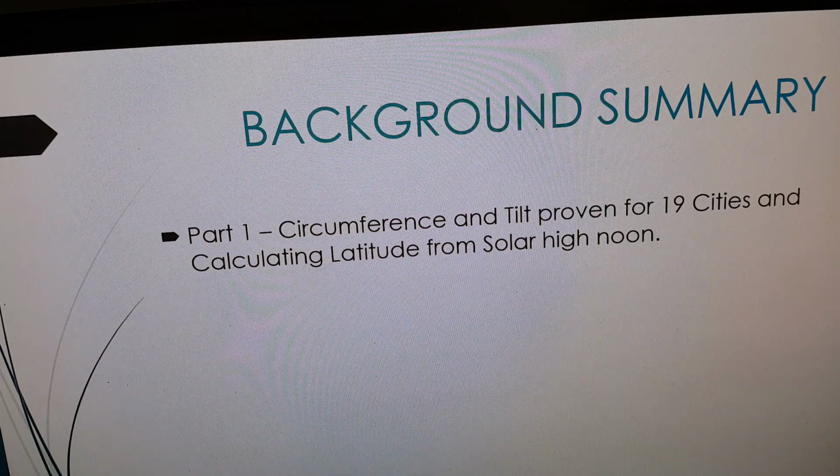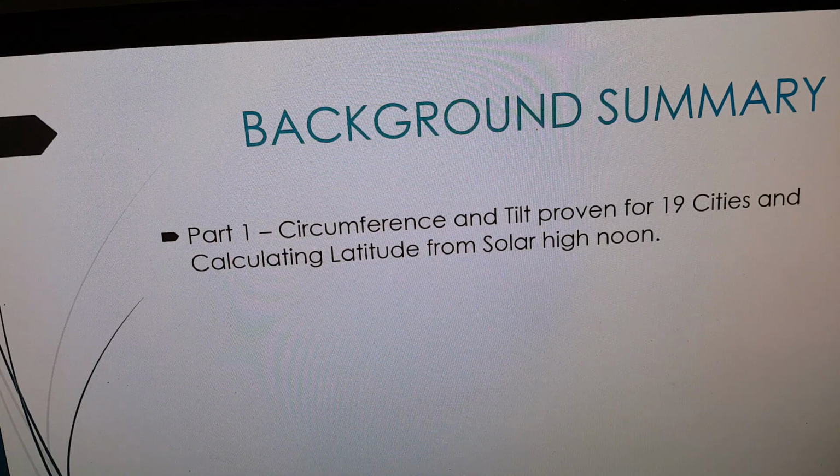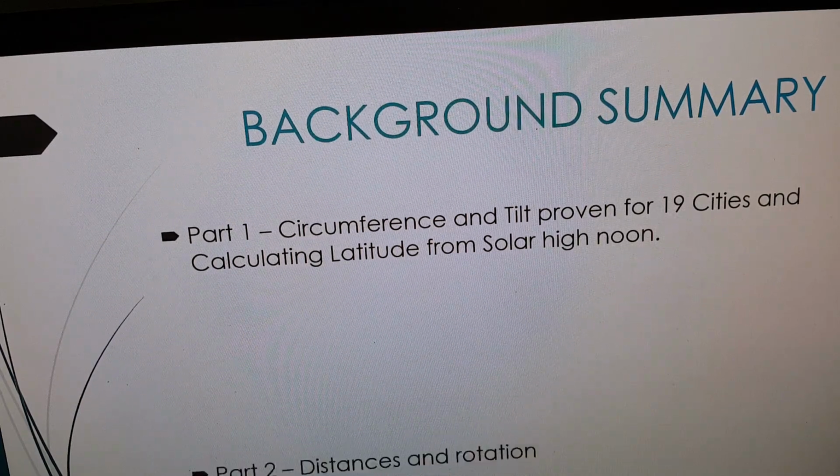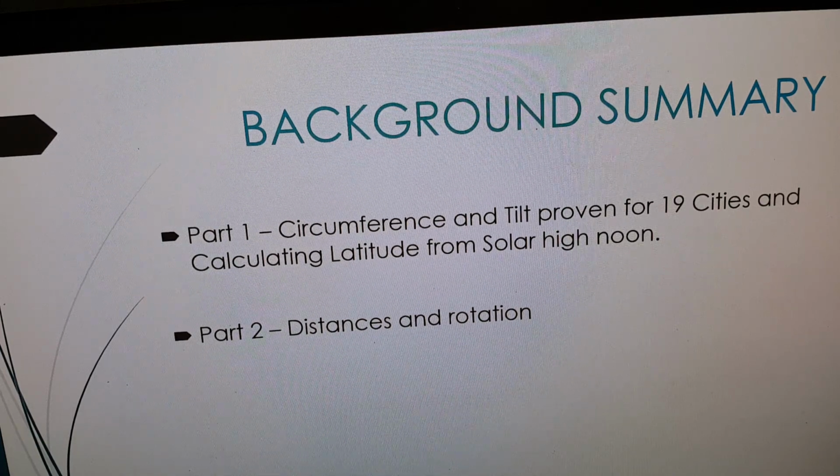I took 19 cities from timeanddate.com and calculated circumference, tilt, and latitude using solar high noon. So check that out. For part 2, I did distances and rotation. So I have proof for the rotation of the Earth.